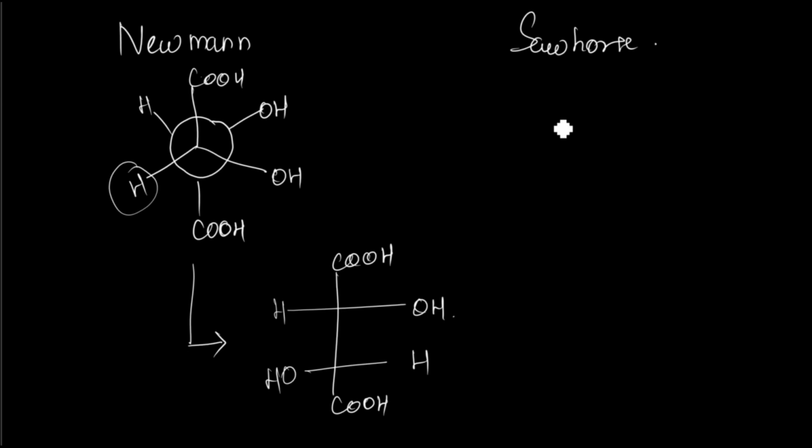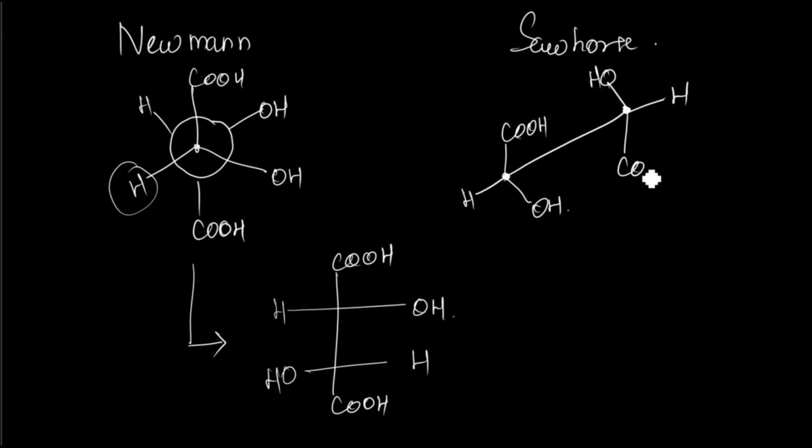Or else, if you want to convert it directly, you can write it like this. COOH, H, OH for this carbon, and then the other one, which is the rear carbon, where the circle refers to the rear carbon. So OH, H, COOH. Okay. In the worst case, they can ask questions on conversion from the formula. Please be prepared for that.